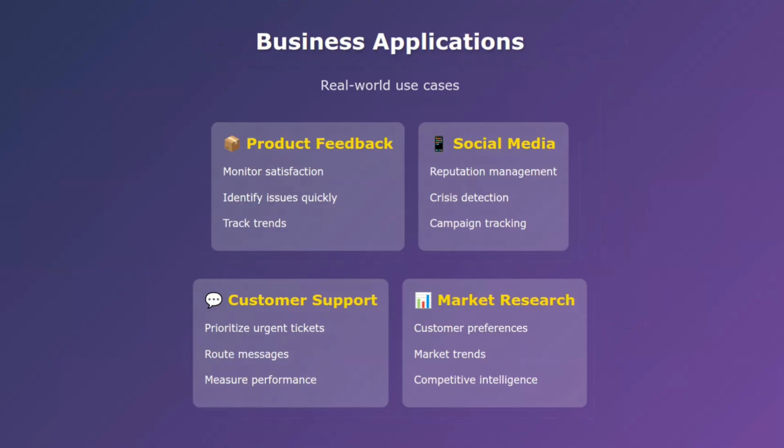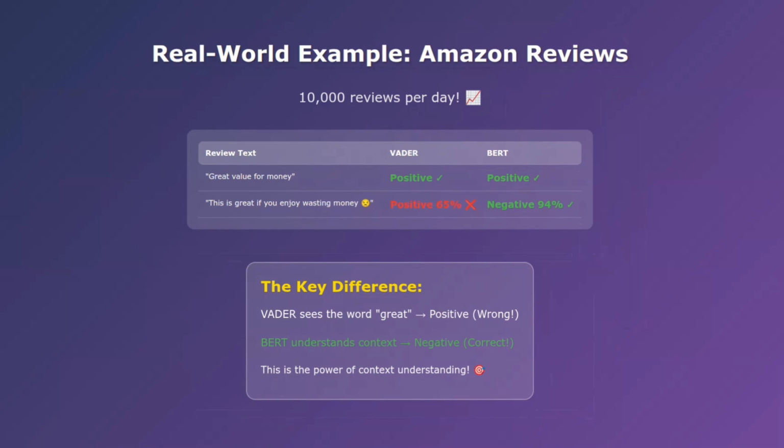That's the power here. Customer support teams use it to prioritize urgent tickets, route messages to appropriate teams, measure agent performance, and identify training needs. An angry customer gets immediate attention. Market research. Instead of manually reading thousands of survey responses, companies use sentiment analysis to understand customer preferences, track market trends, and gather competitive intelligence. Let me give you a concrete example. Imagine you're Amazon and you get 10,000 new product reviews every single day.